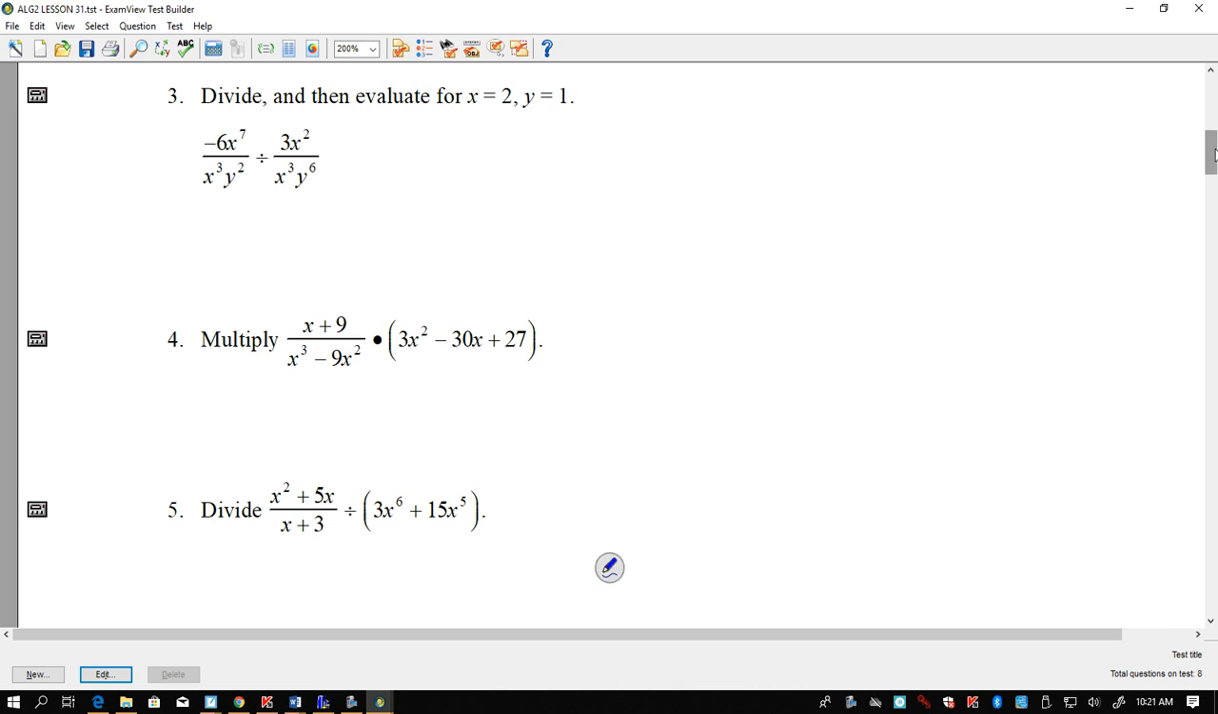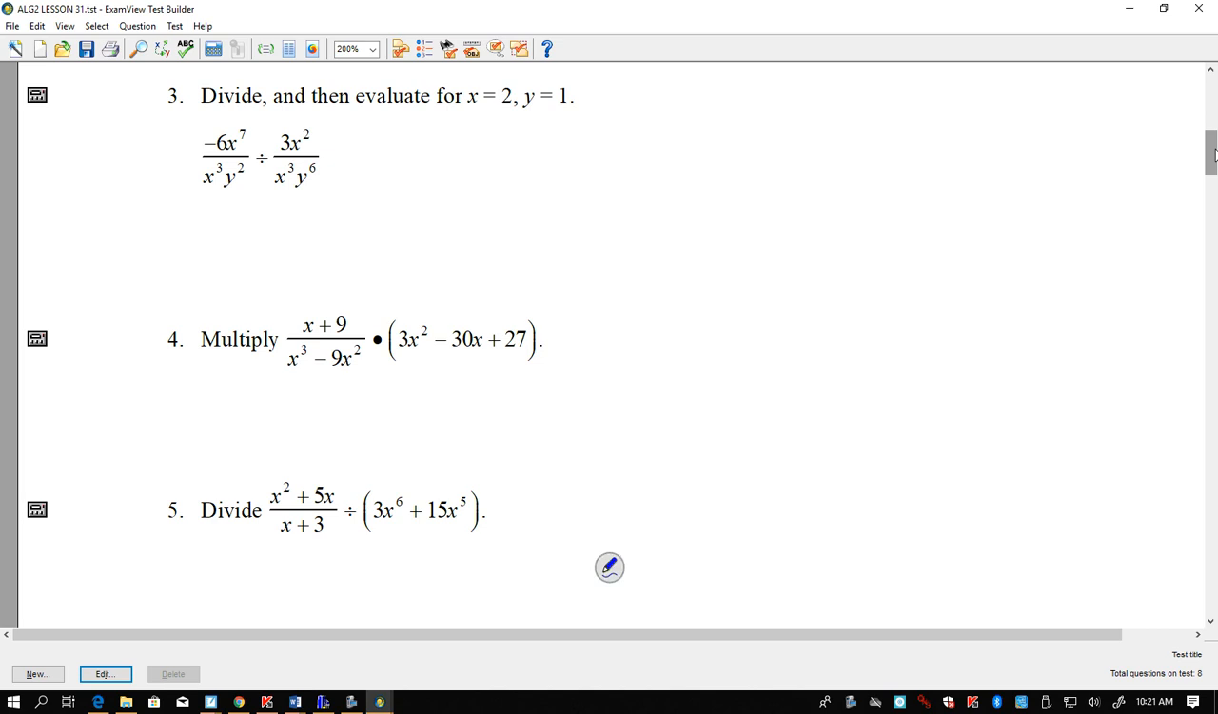Okay, so at this point, we can go ahead and multiply, right? So you could write that as negative 6x to the 10th, y to the 6th, over 3x to the 5th, y to the 2nd. Now I can simplify. What's negative 6 divided by 3? Negative 2. Now I can move those things up, right? So I'm going to get what? x to the 5th, y to the 4th. Okay, what's our answer?